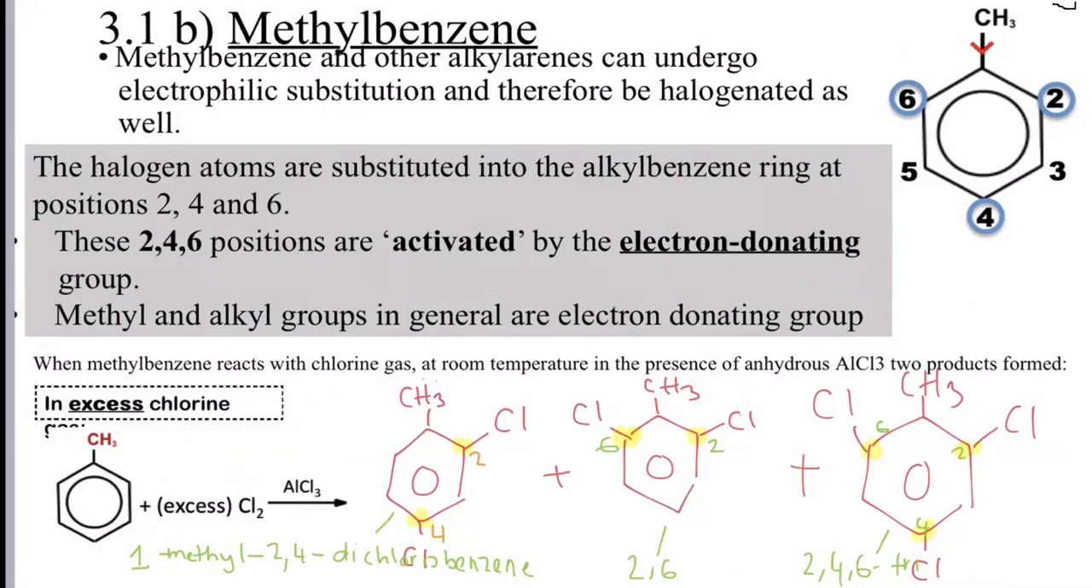This is a 2,4,6-trichlorobenzene. What about 3,5? 3 and 5 will not be activated. They will not sit on 3 and 5. They will only, good question, Ben, they will only sit on position 3, 5 if position 2, 4, 6 is blocked.